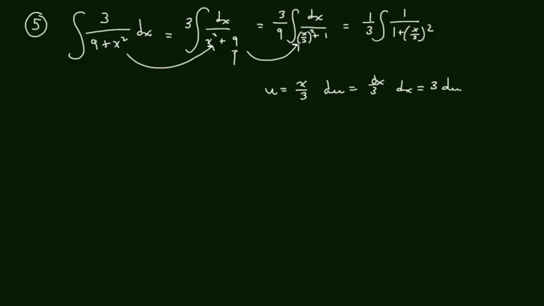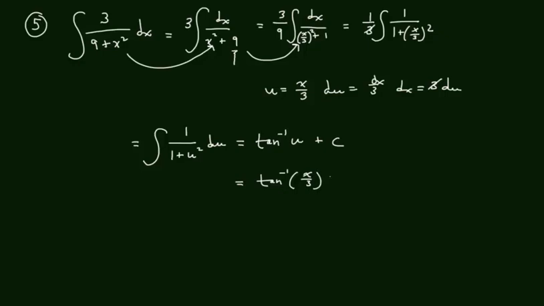So that's nice because this 3 is going to cancel out with this 3, and I'm left with the integral of 1 over 1 plus u squared du, and I sure hope you have that committed to memory. That's going to be the inverse tangent of u plus c. Converting back to x now, the inverse tangent of x over 3 plus c.